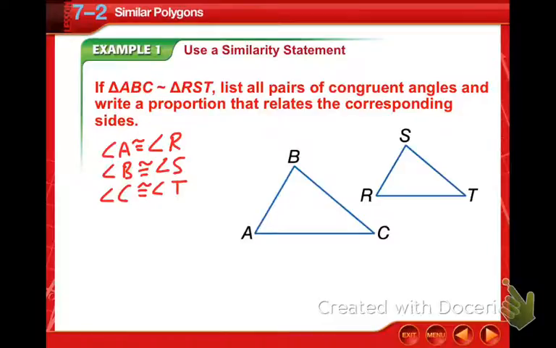The last one is the proportion. So we're going to do side AB over side RS, side BC over side ST, and then side CA over side TR. And that's it. We don't know anything else about it. We can't plug in any numbers. We don't know the numbers that are going on here, so we can't say that it's proportional by some factor. We don't know the scale because we don't have numbers.